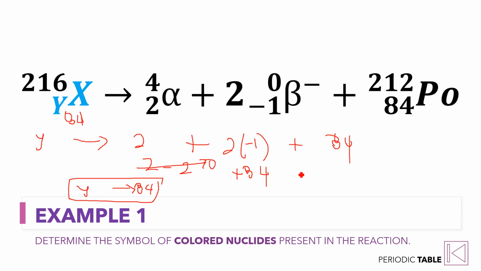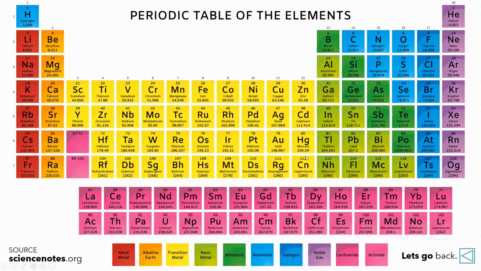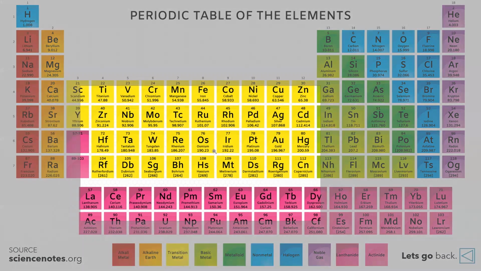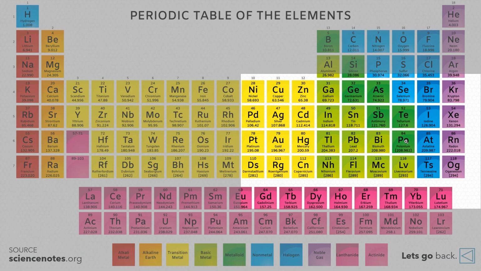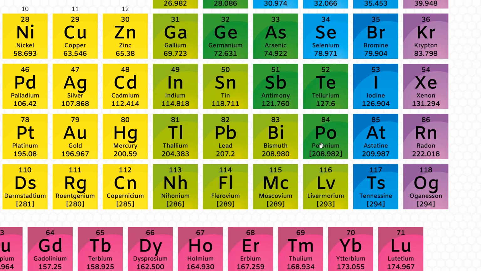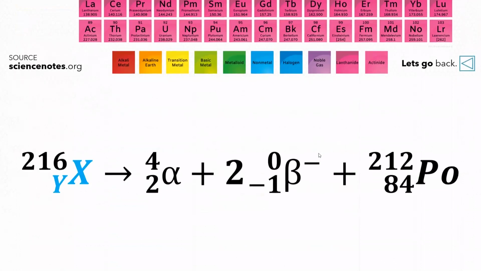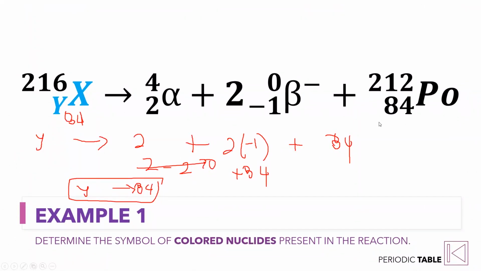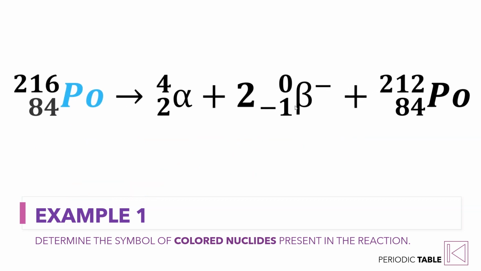The question now is, which atom has an atomic number of 84? Let's check. There, I can see it. Polonium, polonium 84. So technically it's the same as the polonium on the right. Let's check. Okay, the answer is correct. So we have 84 polonium.